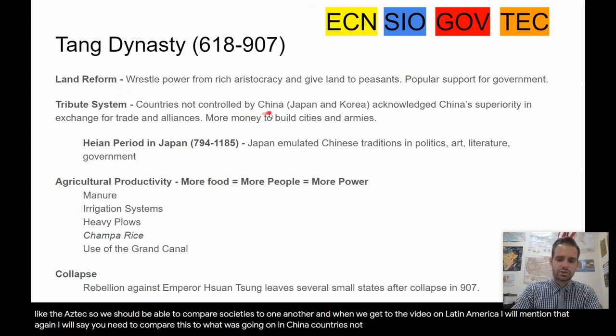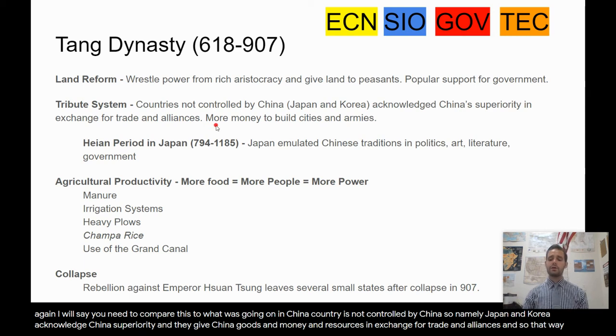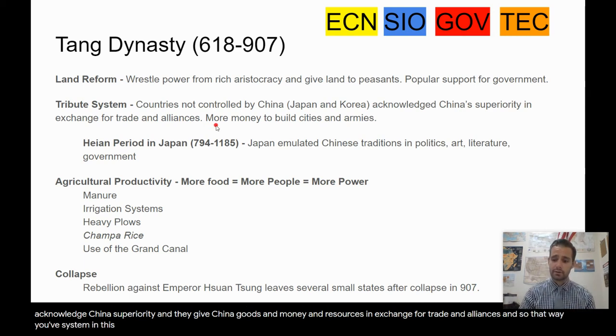Countries not controlled by China, so namely Japan and Korea, acknowledge China's superiority and they give China goods and money and resources in exchange for trade and alliances. And so that way China doesn't beat them up. Think about the tribute system in this manner.